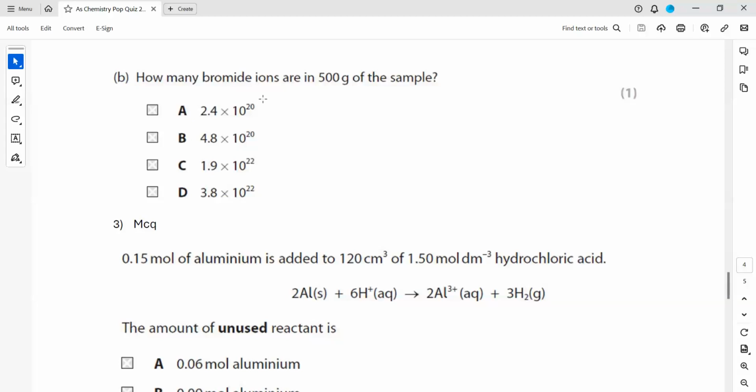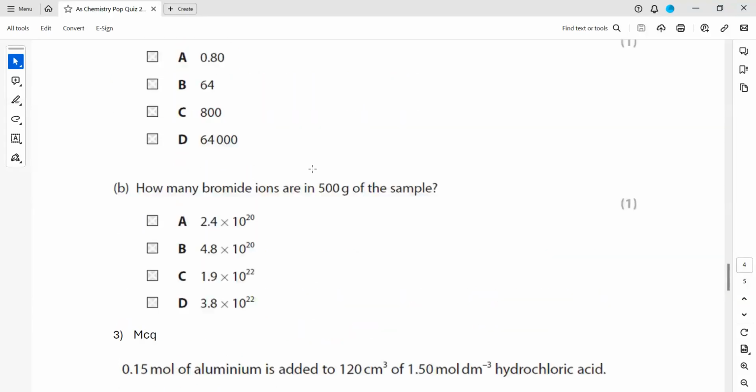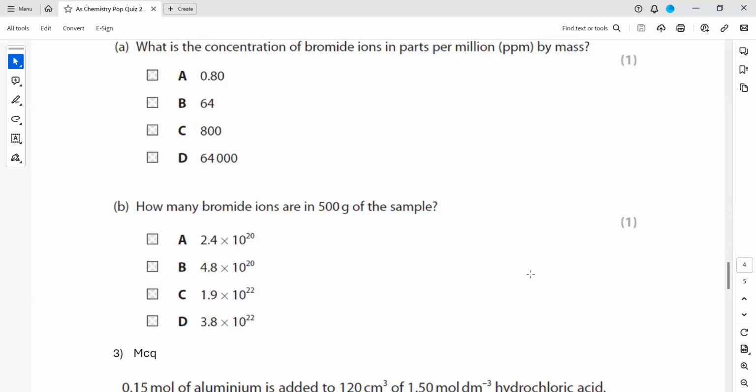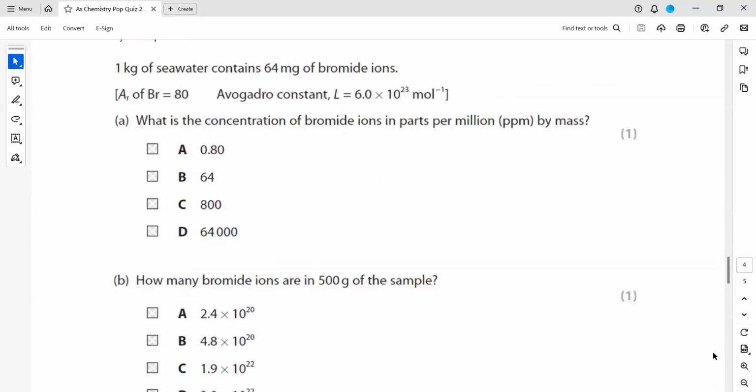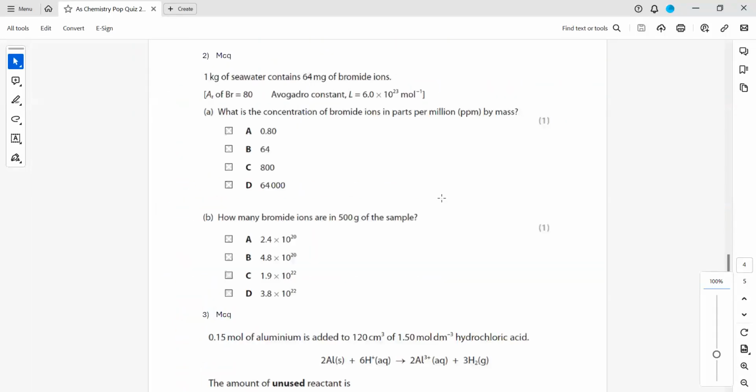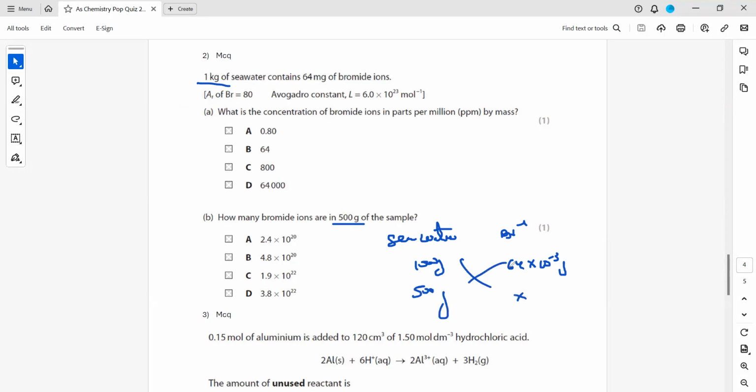How many bromide ions are there in 500 gram of a sample? So 1 kilogram contains this much bromide, like the seawater to bromide ion ratio. 1000 gram, because 1 kilogram means 1000 gram, contains 64 into 10 power minus 3 gram. Milligram I converted into grams. So in the question, if we have 500 gram, how much will it be, x? We just cross multiply.